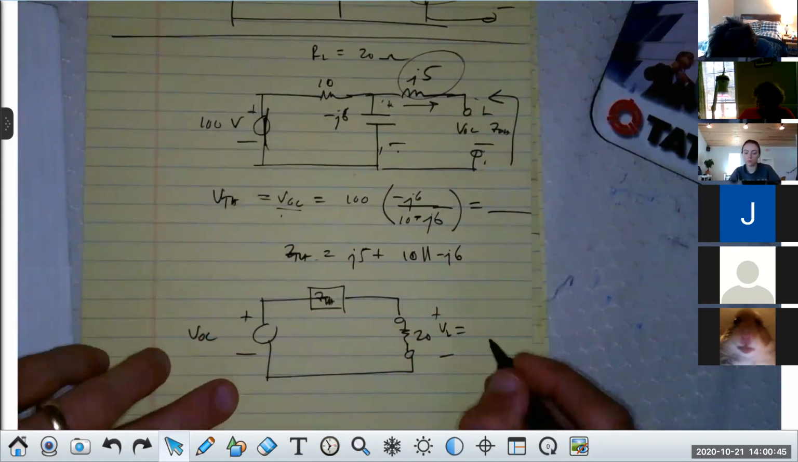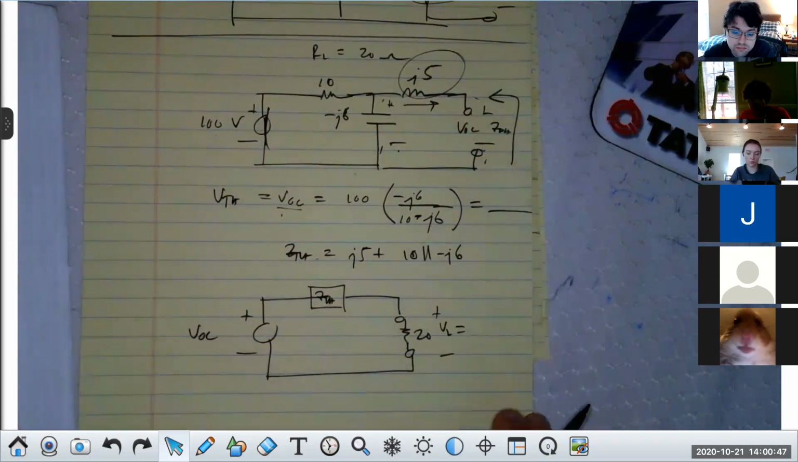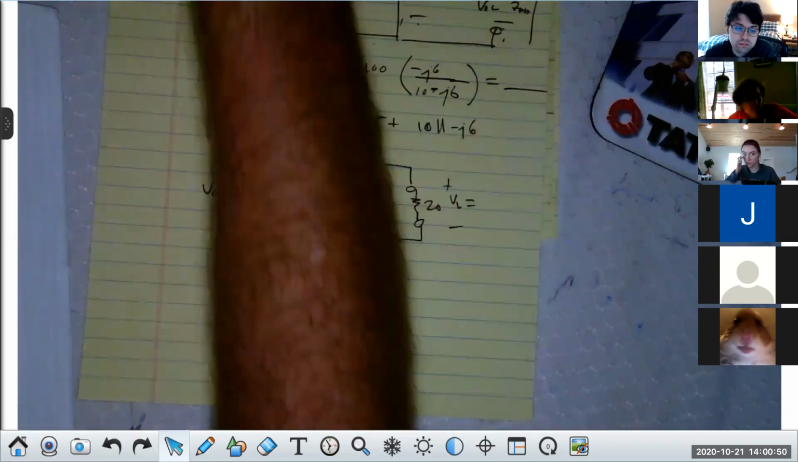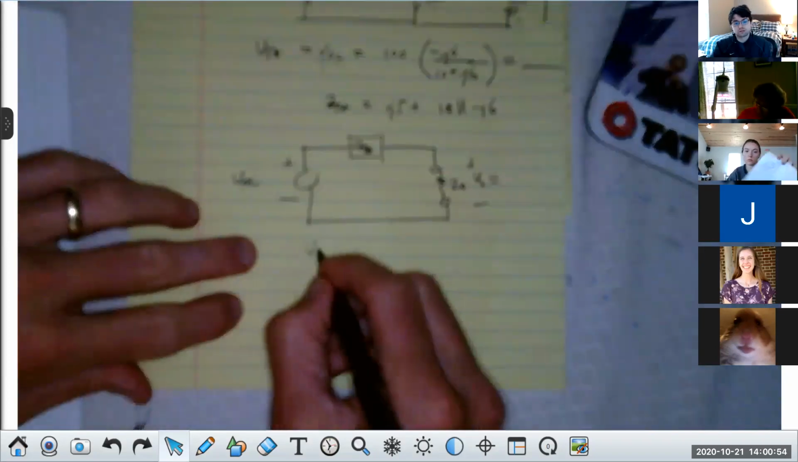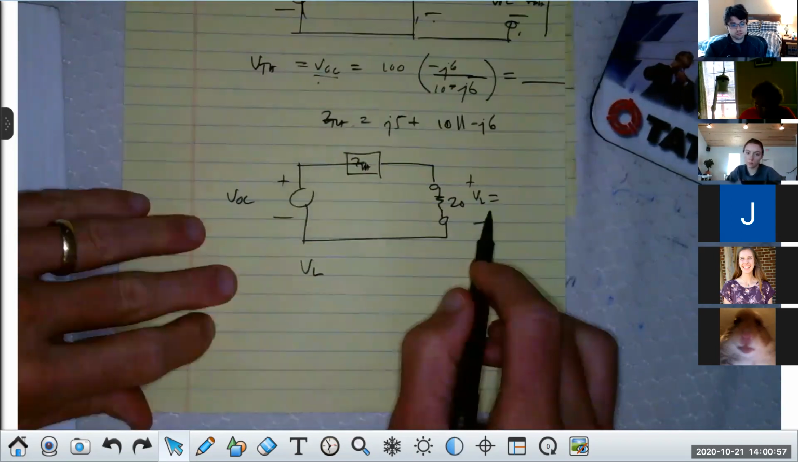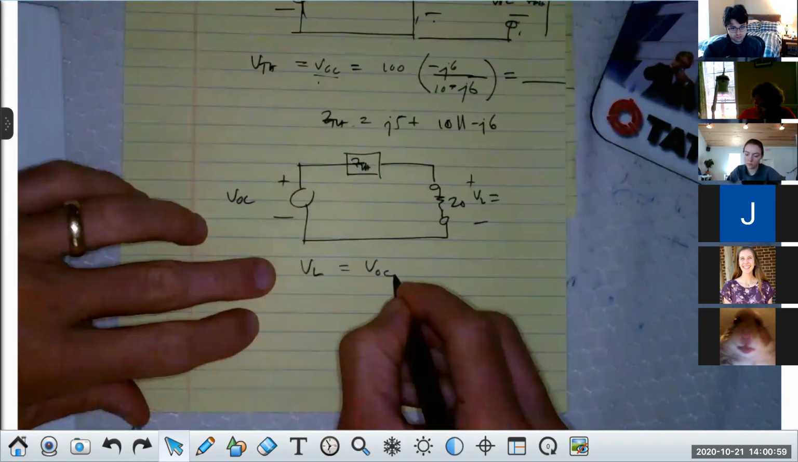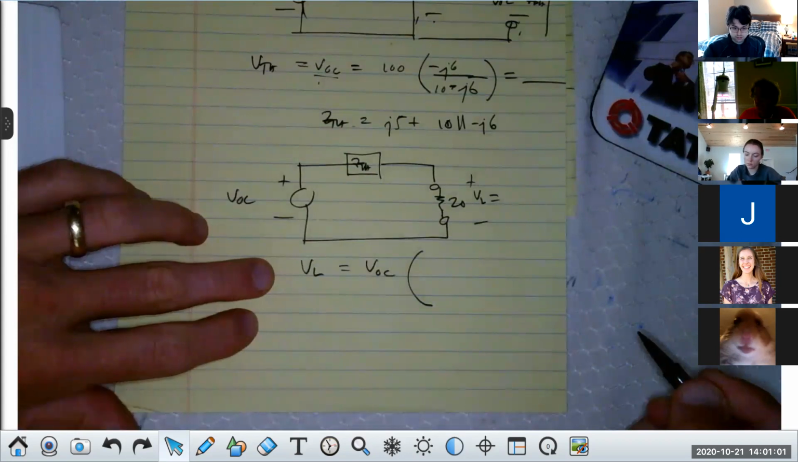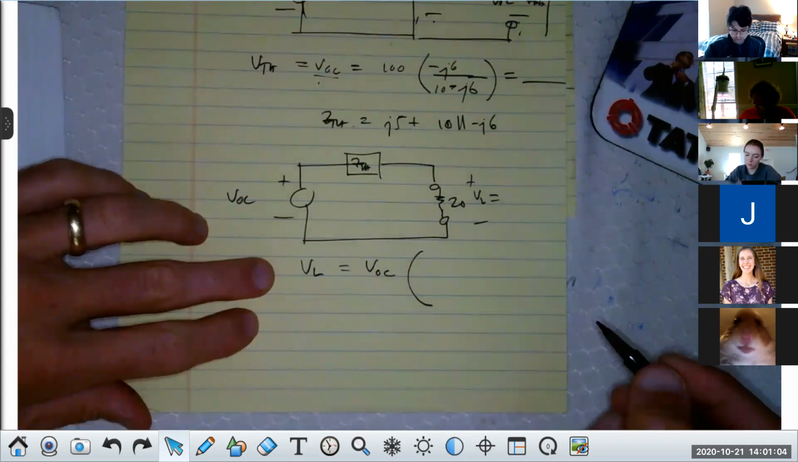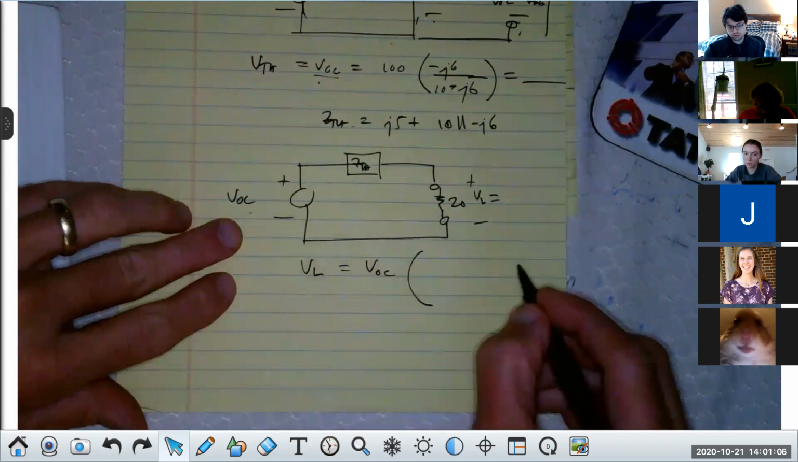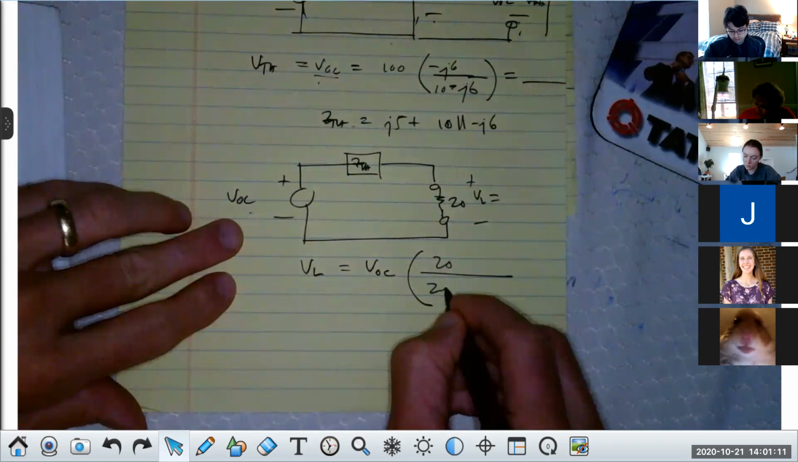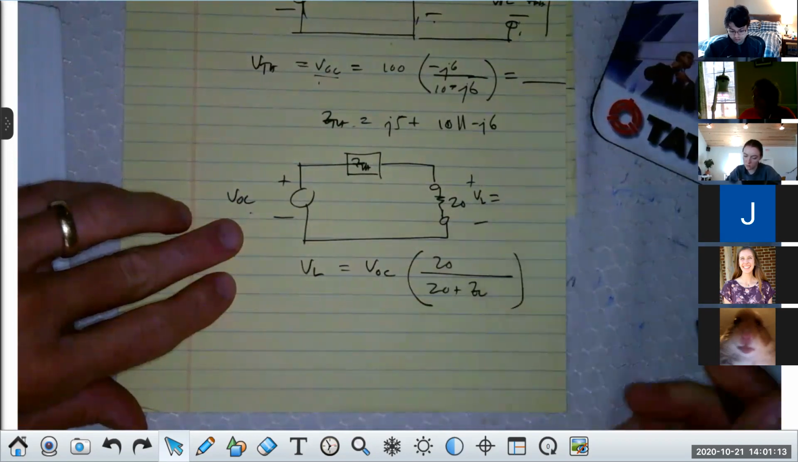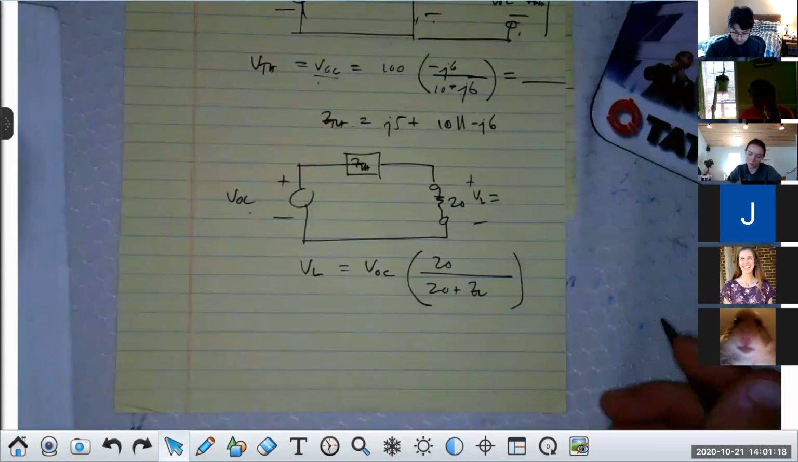So what will it be? VL would be, this is the voltage, it would be VOC, right? Times what? It's voltage division, it's what I'm going to use. You agree with that? It's going to be VOC, that's the source voltage, multiplied by 20, right? That's the load, over 20 plus ZL. You agree with me? Yes. Everybody good with this here?